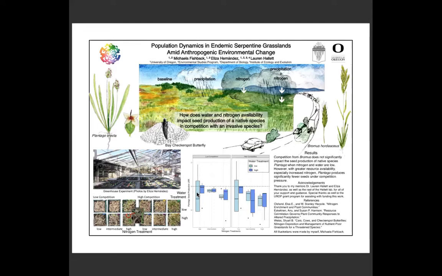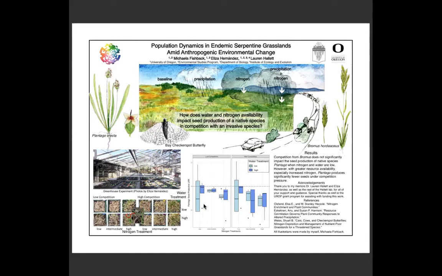The left side indicates the results of the low competition treatments, and the right side indicates the results of the high competition treatments. Nitrogen treatments are shown along the x-axis with low nitrogen at the far left, intermediate nitrogen in the middle, and high nitrogen at the right. Low water treatments are shown in light blue, and high water treatments are shown in dark blue.